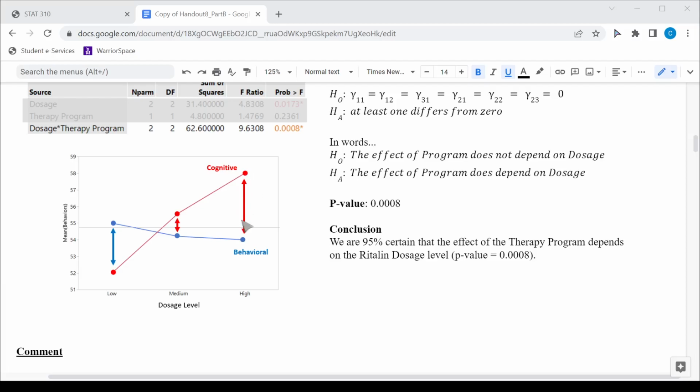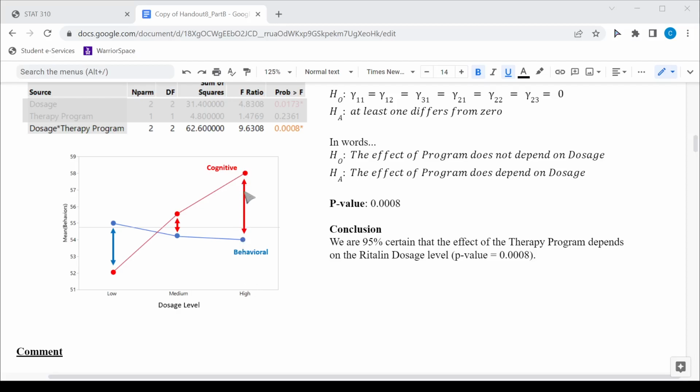I mean, I can see it's non-zero for these people, but if I were to do the study again and again and again, there's going to be a gap here between the number of out-of-seat behaviors cognitive and the number of out-of-seat behaviors behavioral when they're on the high Ritalin dosage level. So what does this mean?